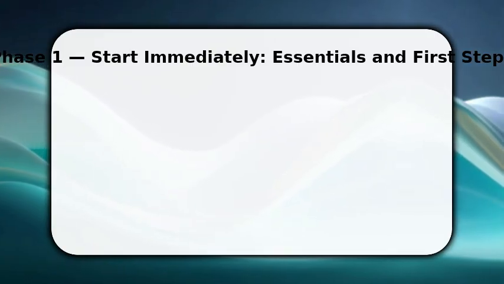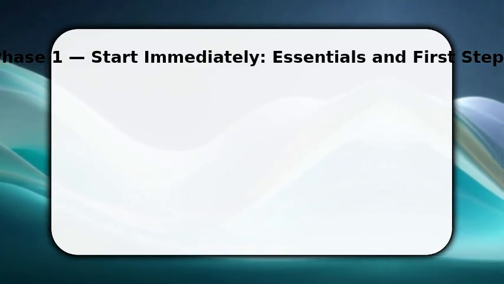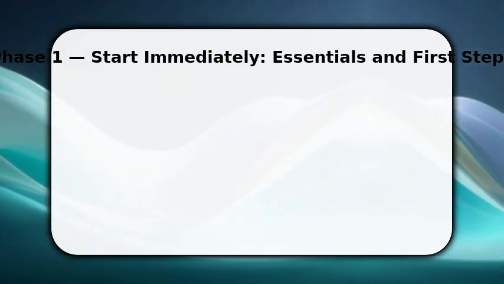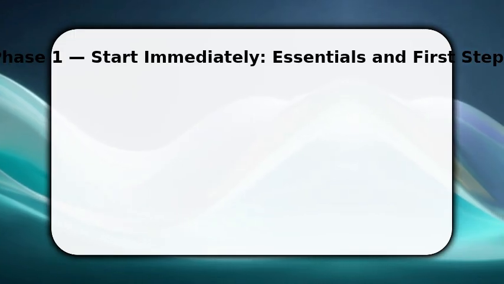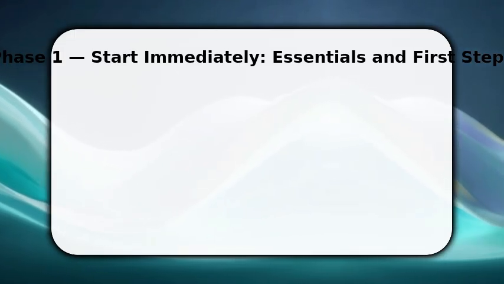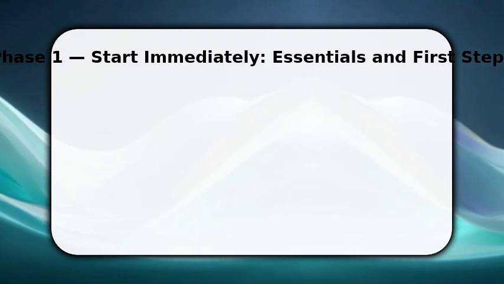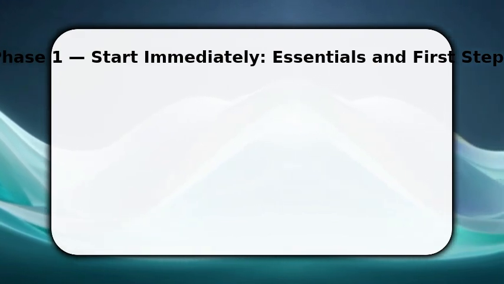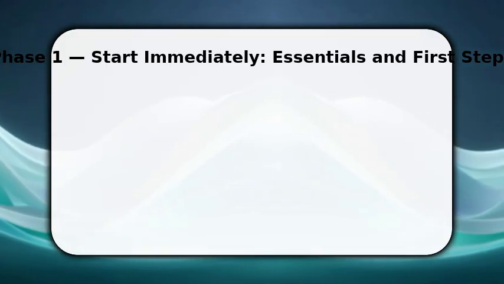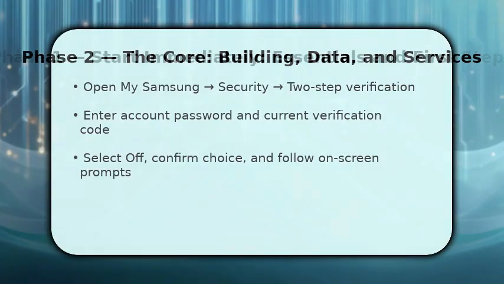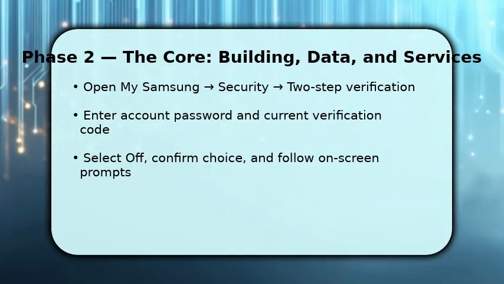Otherwise, proceed. Open Settings, then Accounts, tap Samsung Account, and authenticate with your password. This starts the process of disabling two-step verification, and it prevents lockouts and unexpected security conflicts. Once in your Samsung account screen, navigate to My Samsung, then Security, and choose two-step verification.